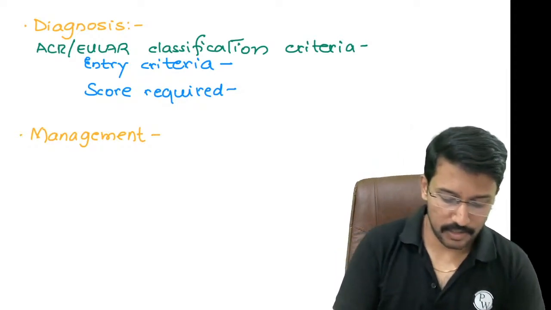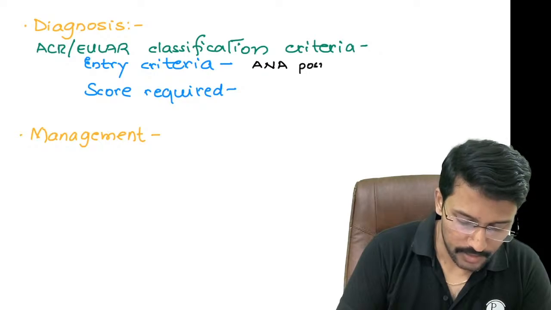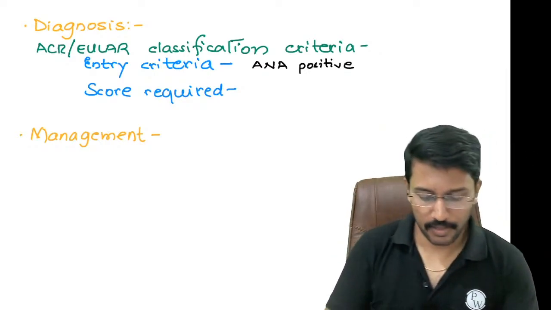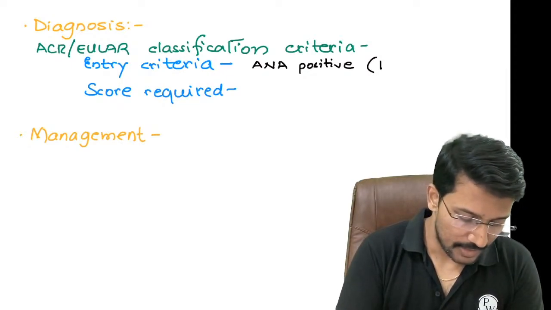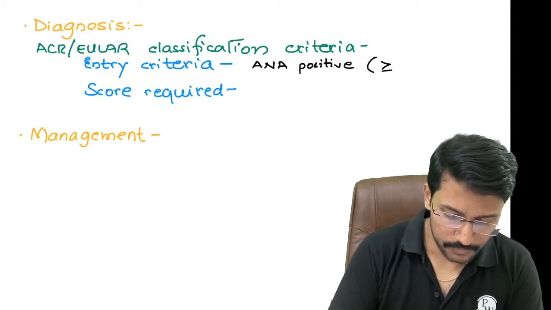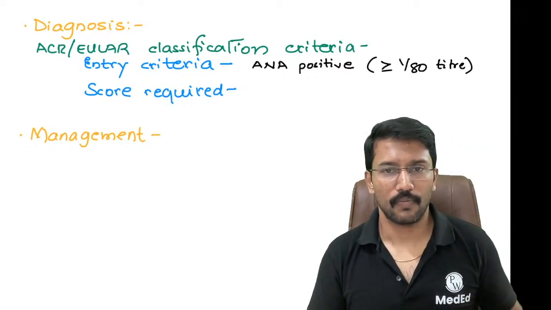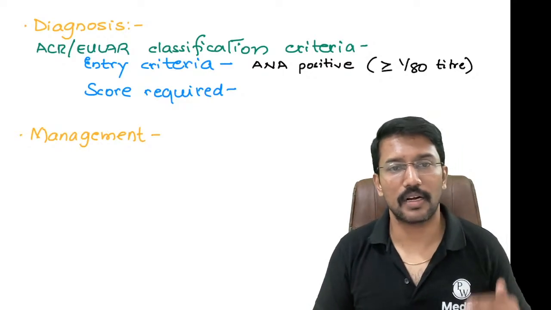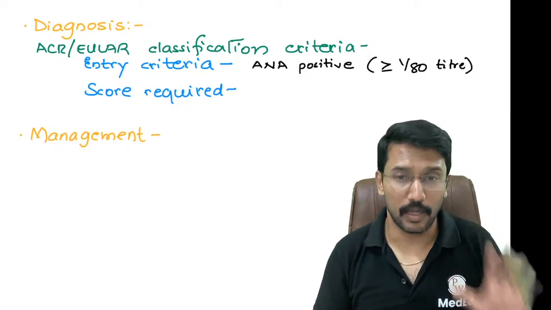What is that entry criteria? The ANA should be positive. ANA should be positive using indirect immunofluorescence, and the titer should be more than 1:80. More than 1:80 titer. Only then you will start thinking about SLE, right? And once the titer is positive, then you will apply the score.